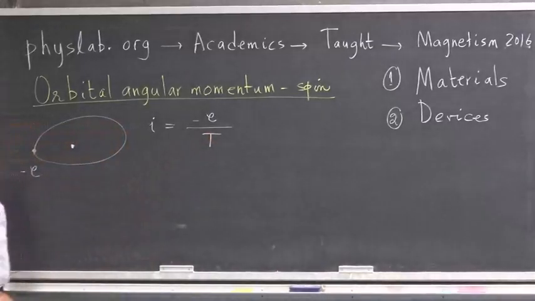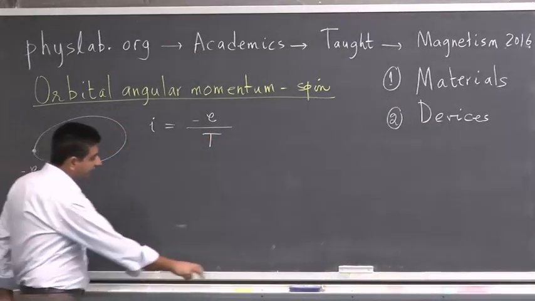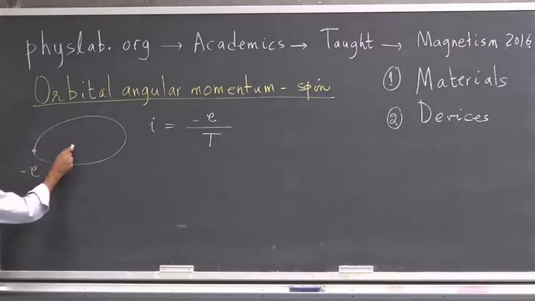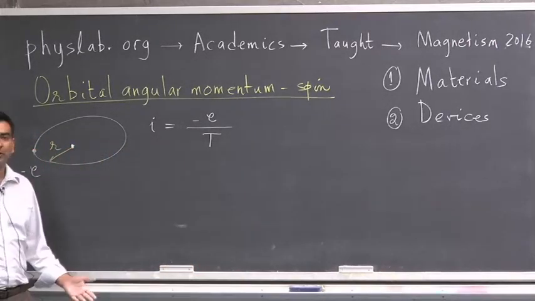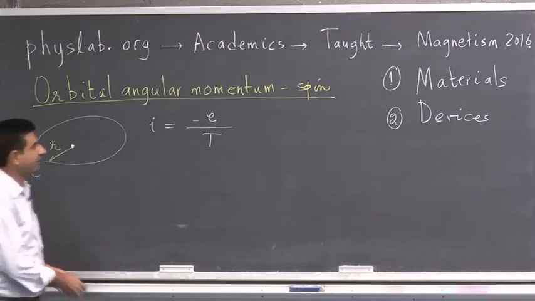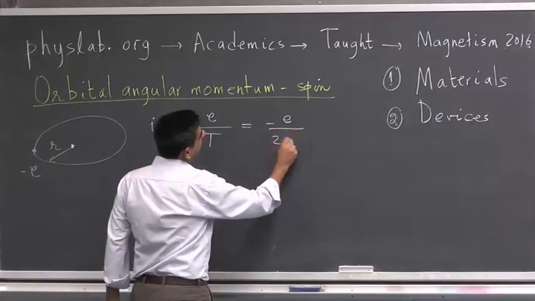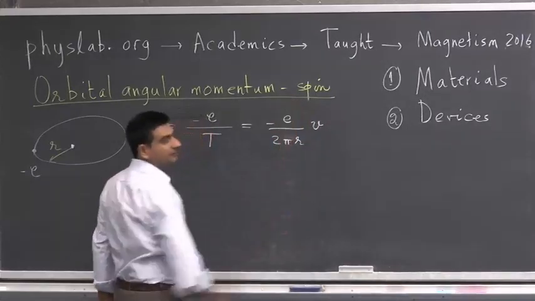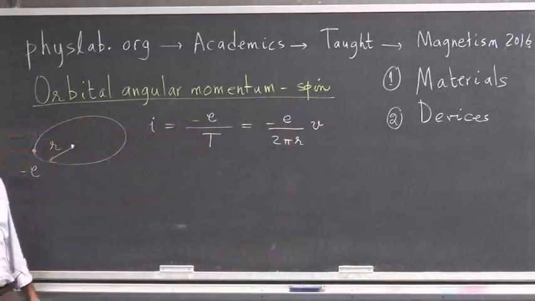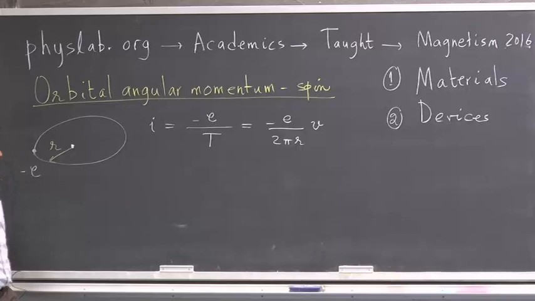the time period. And if the radius of this orbit is r, which could be taken to be the Bohr radius if this atom is in the ground state, then this current is -e over 2 pi r v, where v is the speed of this electron.